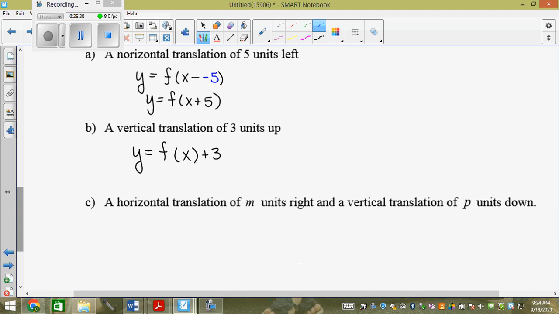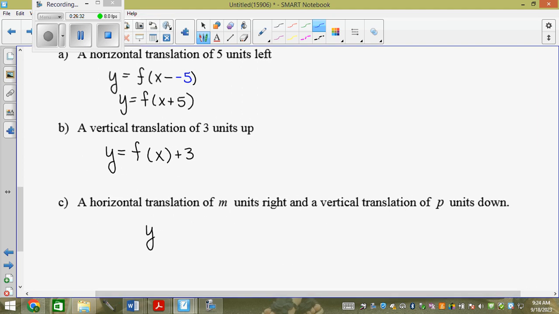And this one, a horizontal translation m units right. So y equals f. To go to the right I have to actually minus my positive m, because it's x minus whatever it is, right? And then p units down.